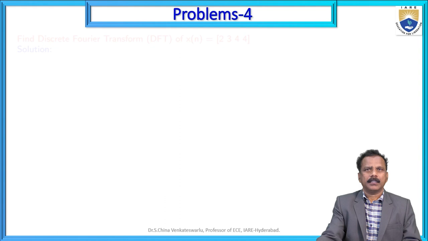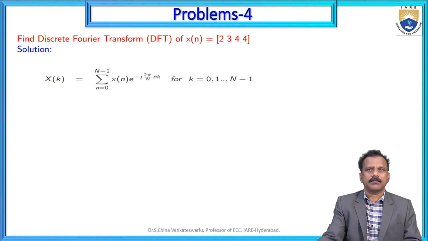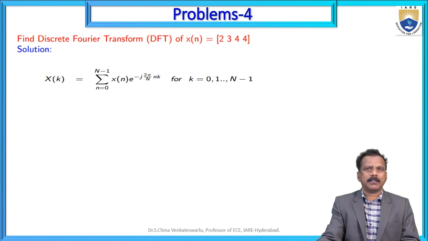Next, find the discrete Fourier transform. Let us see how we compute it with the help of an example. Find the DFT, discrete Fourier transform, of x of n, which is given as 2, 3, 4, 4. Here, we know the twiddle factor formula: X of k is equal to summation n equal to 0 to N minus 1, x of n e power minus j 2 pi by capital N into nk, for k equal to 0, 1, 2, 3 and so on up to N minus 1.